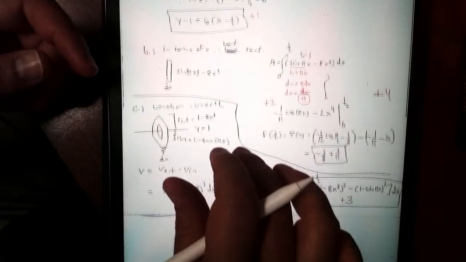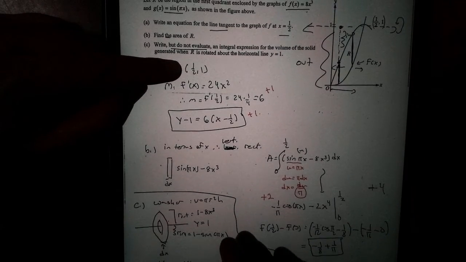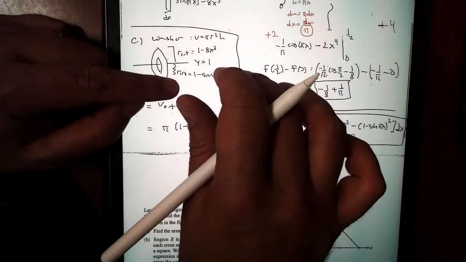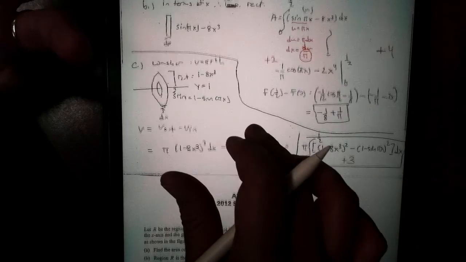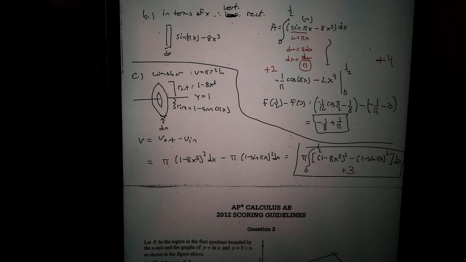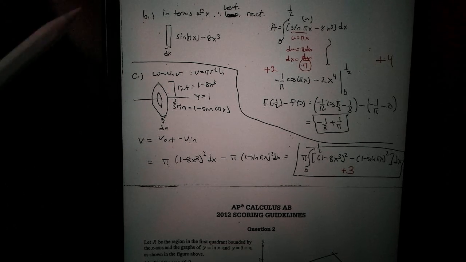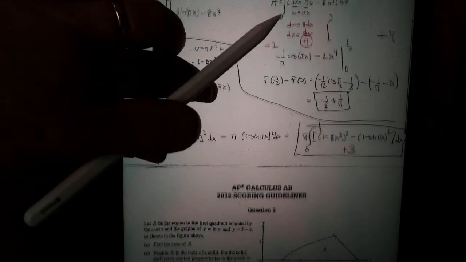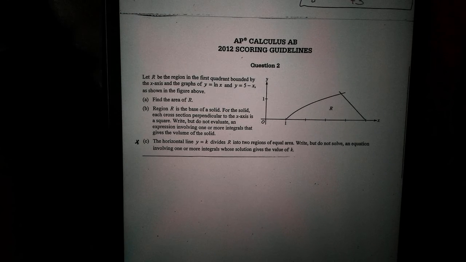Now notice, the AP says this question should take you about 10 minutes, or 15 minutes. We did it in a little over 10, but you could probably cut it down to about 5 to 7. All right, so I will see you in video number 2, and we'll take a look at the 2012. See you then.